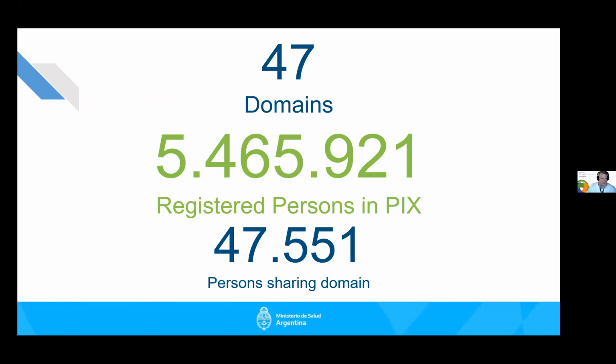In this interoperability bus, we have 47 domains, more than provinces, because some provinces are divided into districts, these departments, and they decided to create domains inside these departments and not one domain for the province. We have more than 5 million people registered in PIX, and of these 5 and a half million people, 47,500 are sharing domain. That means they are registered in more than one domain. This is our target for IPS. This is a condition to share the information, right?